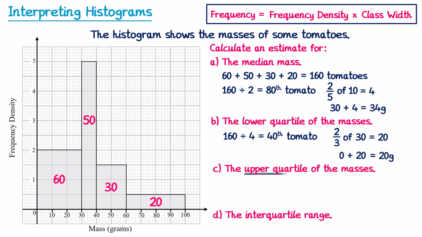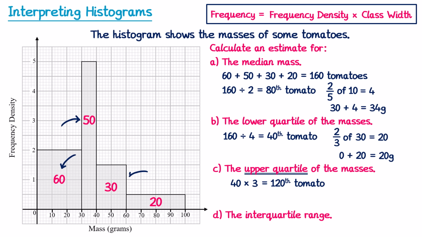So for the upper quartile, I would need to multiply that 40th tomato by 3 since I want 3/4 of the data. So 40 times 3 gives me 120. So I want the 120th tomato. So once again, we're going to start at the left-hand side and count along until we find that tomato. So if we look at the bars, the first 2 have 60 and 50. 60 add 50 is 110. So that's close to 120, but not close enough.